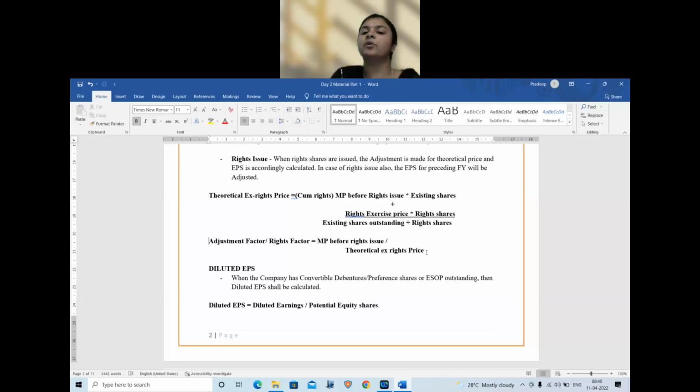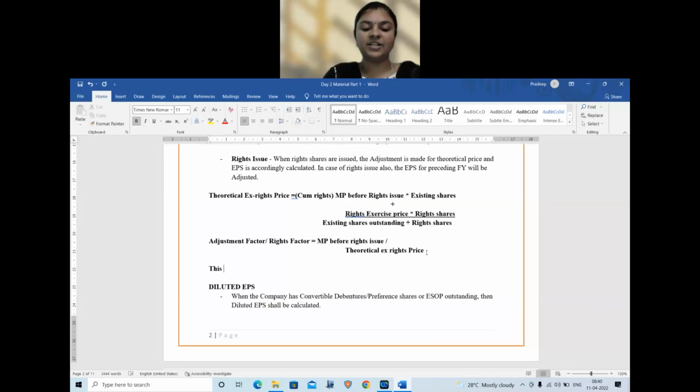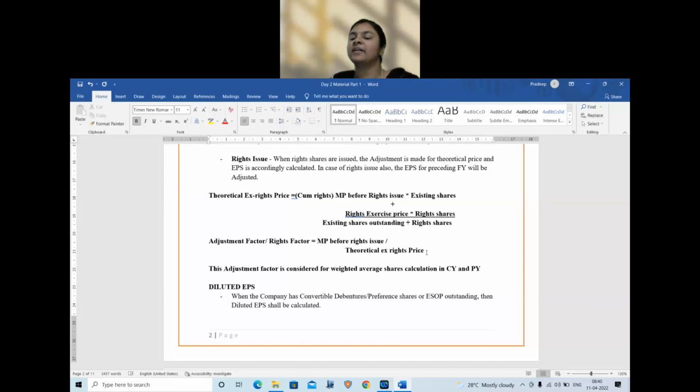Now, what will we do with this adjustment factor? This adjustment factor is considered for weighted average shares calculation in the previous year, or in the current year and previous year. So for both the years, I need to consider the adjustment factor for weighted average calculation. Now how we will consider? Let us do a question to understand this formula. Question number 3.